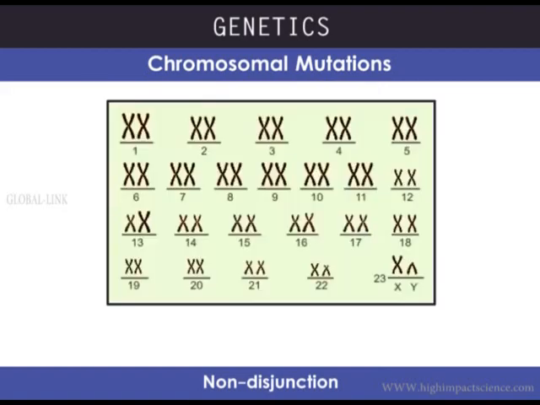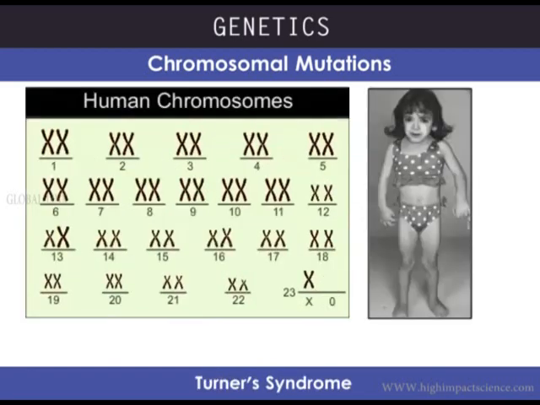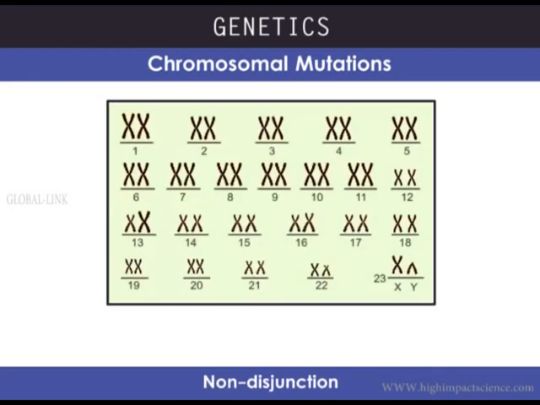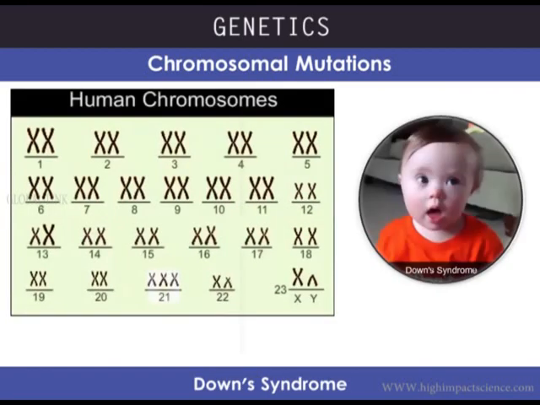Non-disjunction of the sex chromosomes is responsible for a variety of human disorders such as Turner syndrome, a female with only 1 X, and Klinefelter syndrome, a male with 2 X's and 1 Y. Non-disjunction of the autosomes is responsible for Down syndrome or trisomy 21, where there is an extra chromosome number 21.